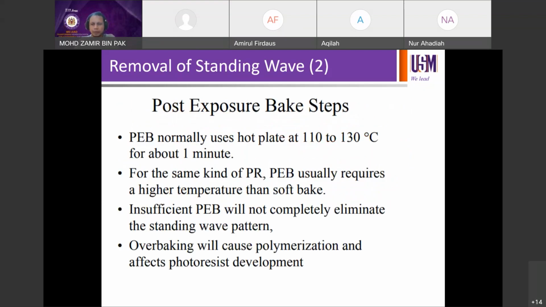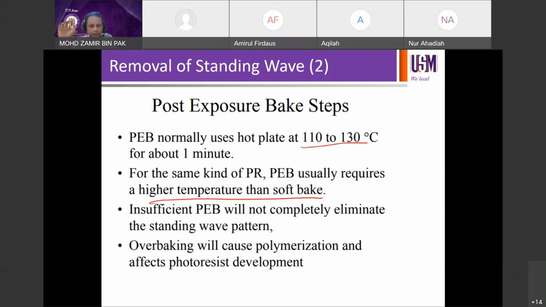Right, how do you do PEB? We've discussed last time briefly. Typically, the temperature is between 110 to 130 for about 1 minute. For the same kind of PR, PEB usually requires higher temperature than soft bake. Soft bake is typically 90 to 100 degrees C. PEB is typically 110 to 130. And hard bake is usually higher than this, 130, 140, depending on the resist developer combination, of course.